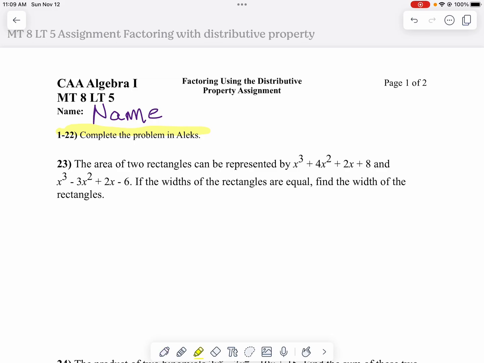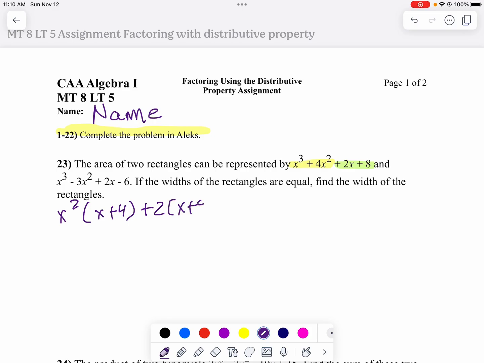So I look at my first polynomial and notice I can factor out an x squared. So I'll go x squared, then what's left over would be x plus 4. Then I look at the second half of that polynomial. That's 2x plus 8. And notice I can factor a 2 out of there, and I also get x plus 4. So this factors to x plus 4, because I can factor out the x plus 4. Then what's left over is x squared plus 2.